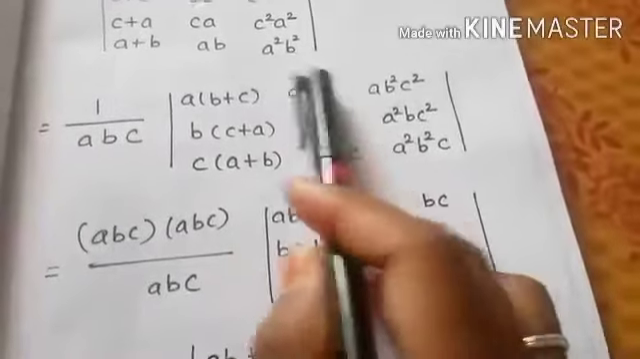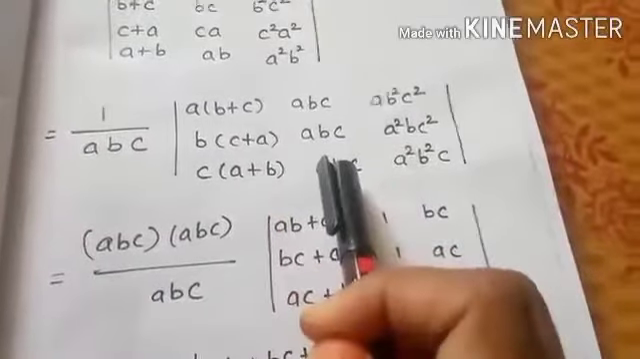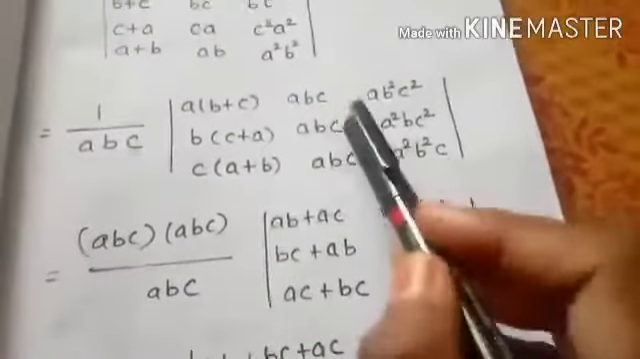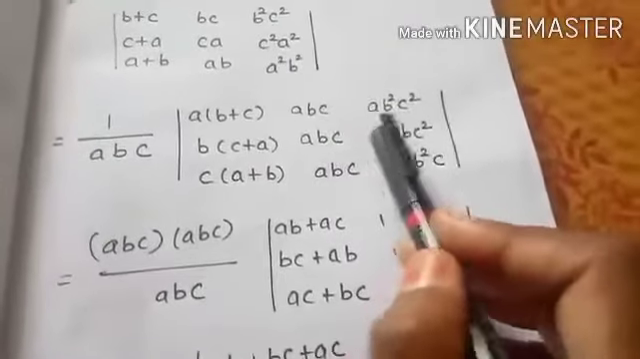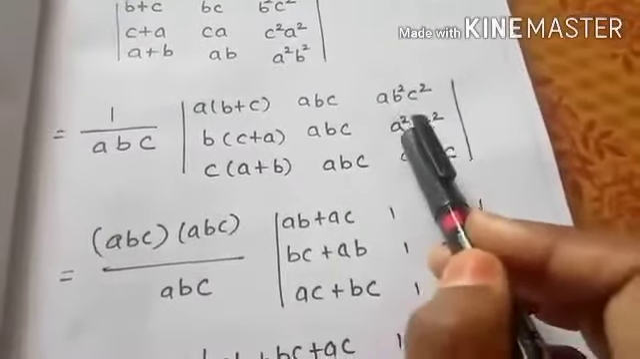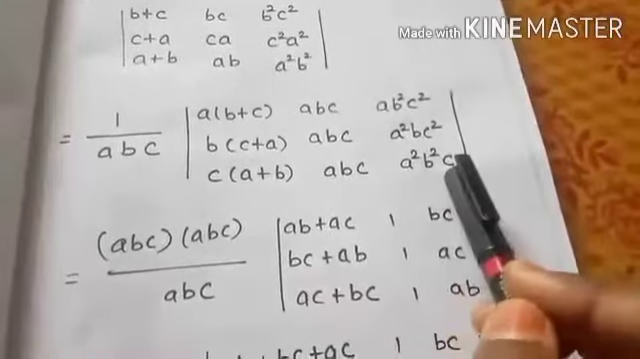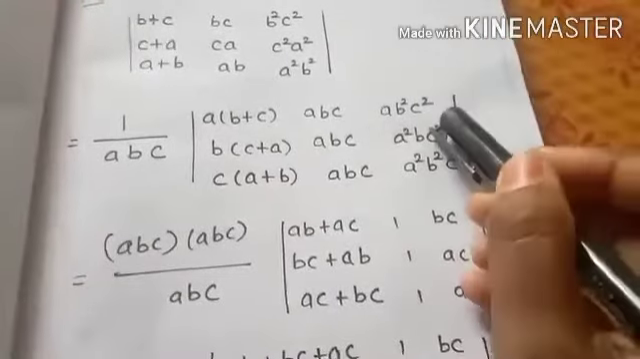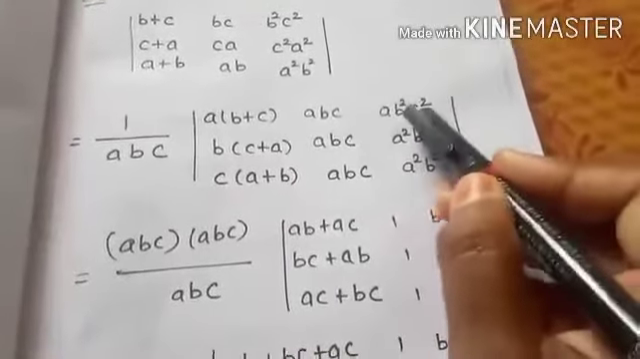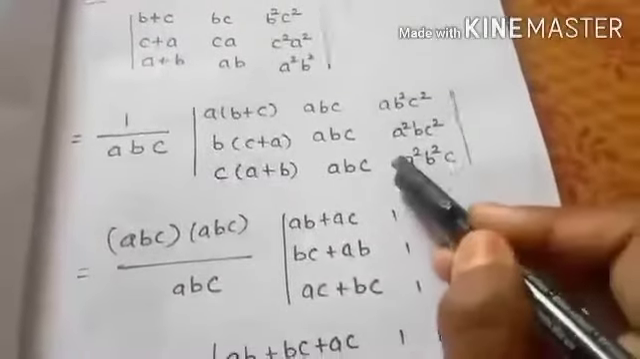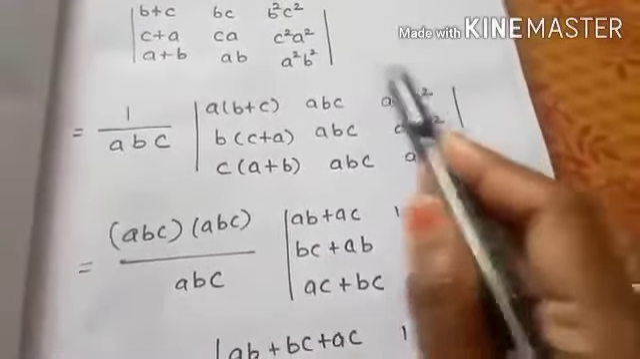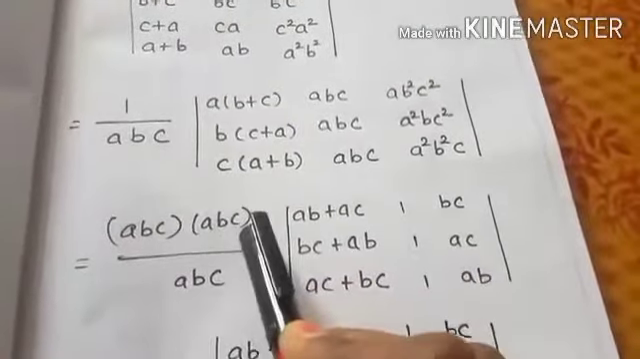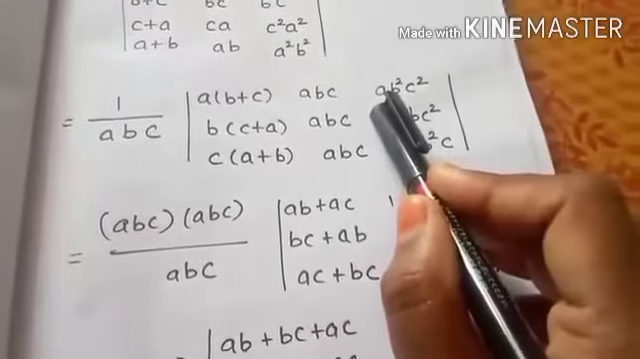All three elements are common, so taking abc as the common element, abc goes outside the determinant. Next, the third column: a b squared c squared, a squared b c squared, a squared b squared c. From this C3 we can take abc as the common element. So taking abc outside of the determinant, the remaining is as follows.